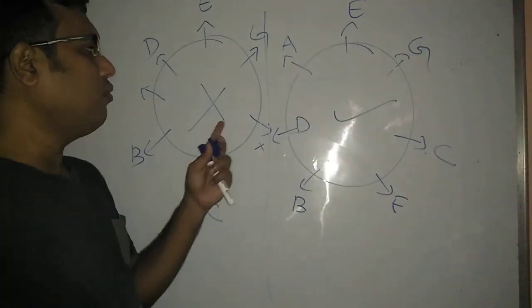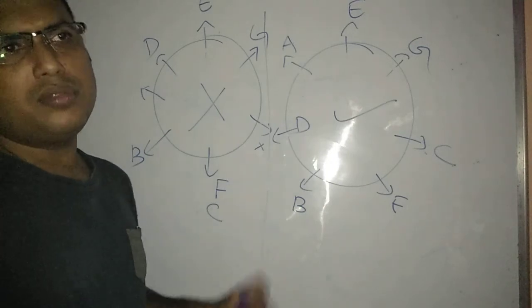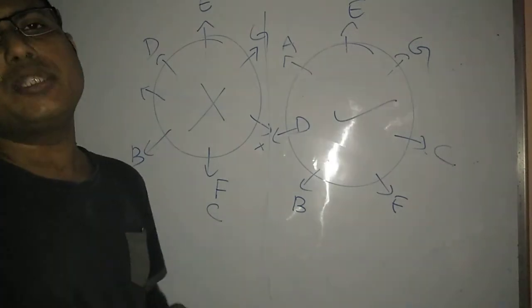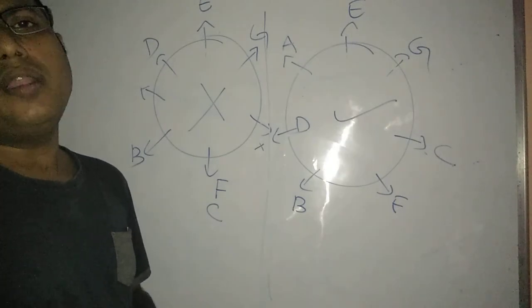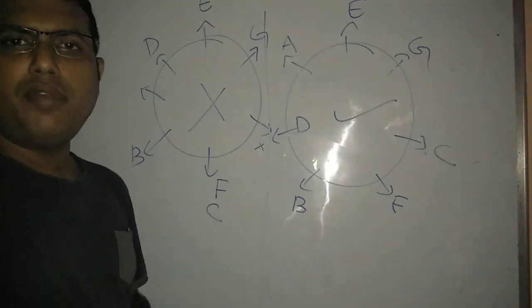So this is all about circular arrangement. In the next class I will explain elaborately the other types of sitting arrangement, that means single line, parallel line, and square type of arrangement, etc.